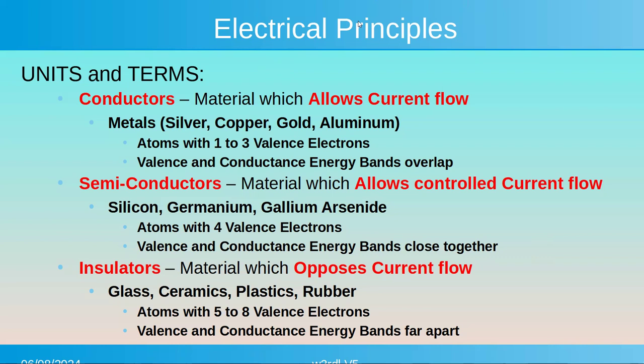Okay, we also have semiconductors, which are kind of in the middle. It's kind of a special case, and we can manipulate semiconductors a little bit and control current flow through them. Whereas we have insulators, which are just the opposite of conductors, and they essentially oppose current flow. They have 4 electrons in the valence band, and they're tightly bound, very, very hard to remove from the atom.